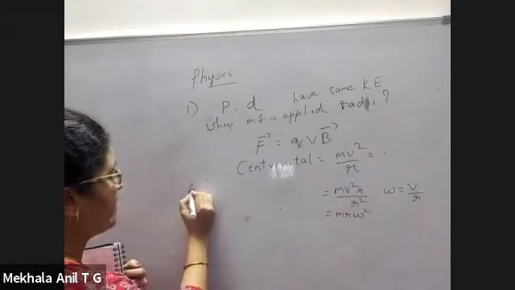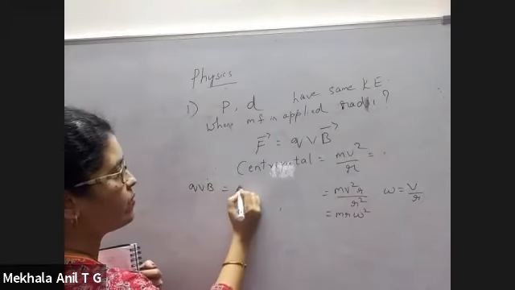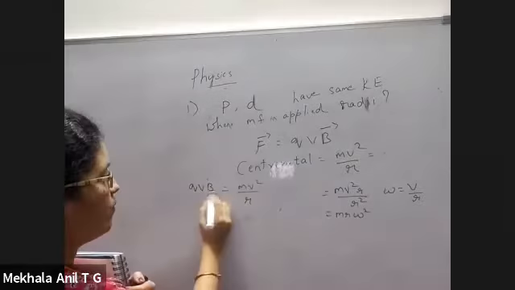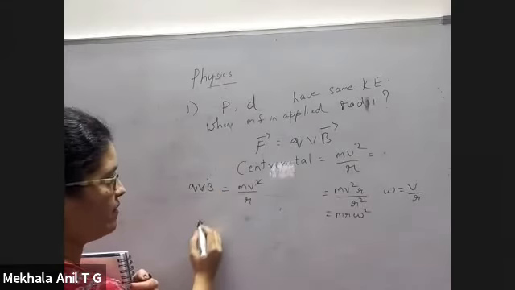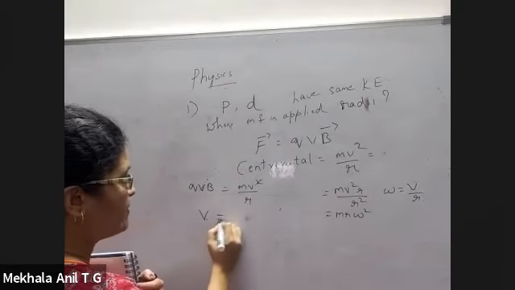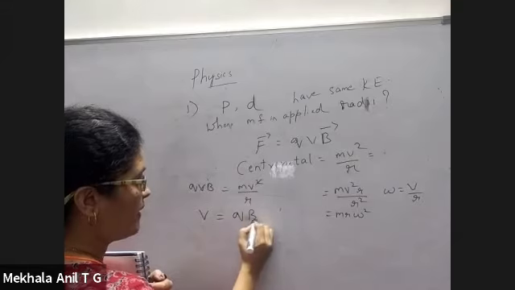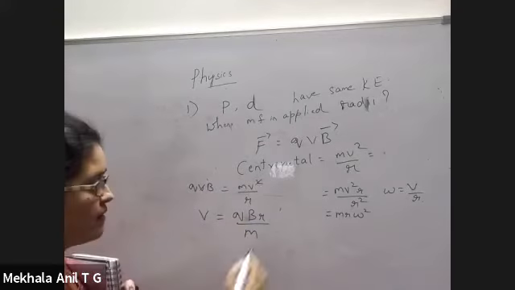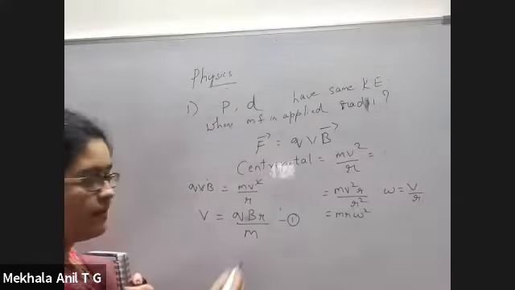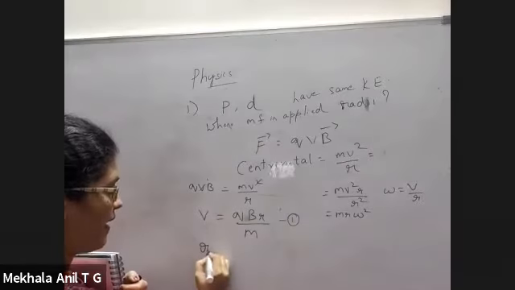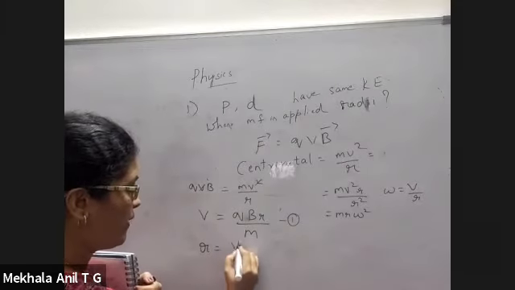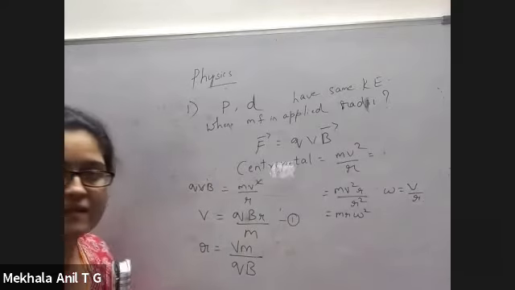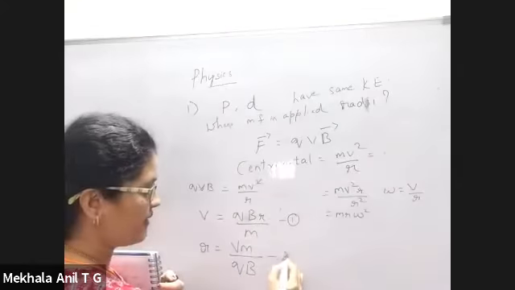You just equate it. qvB is equal to mv square by r. Now, one v gets cancelled. Therefore, v is equal to qBr by m. This is one relation. The second relation is r is equal to mv divided by qB. This is the second relation.